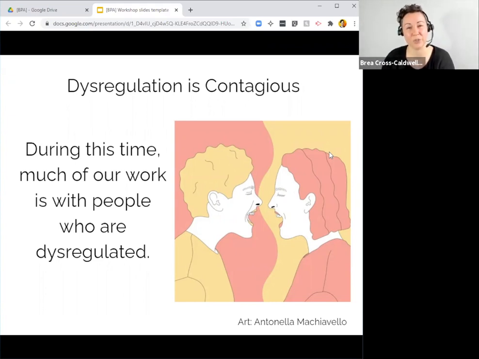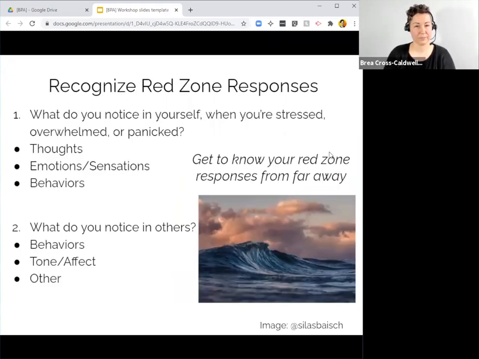If you're an interpreter, I'm sure you've experienced being in an interaction where you are the interpreter and getting dysregulated yourself, having an emotional response based on something that's going on. It's really hard to do our work in that space. So what we want to do is get to know our own red zone responses. This is the first step to working with them.